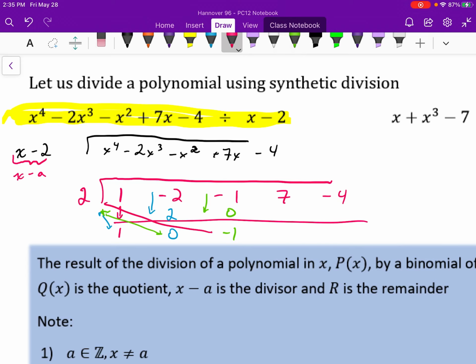Next thing I'm going to do is multiply across. Negative 1 times 2 is negative 2. I'm going to add down. That's 5. 5, multiply across. 5 times 2 is 10. I'm going to add down 6. And there's my answer.